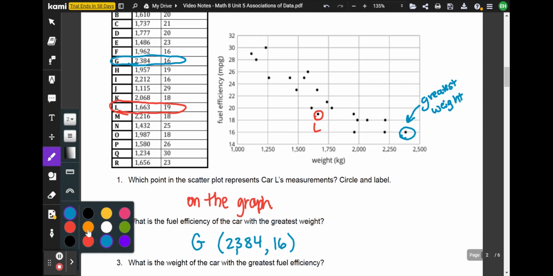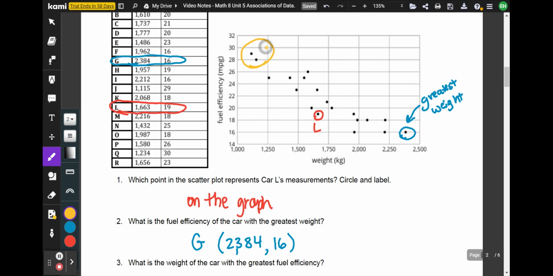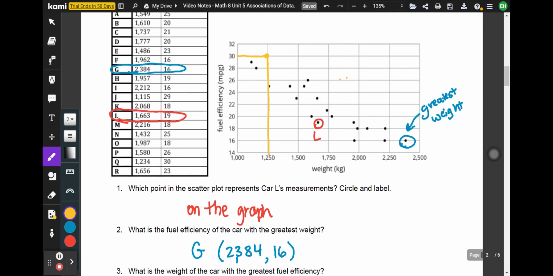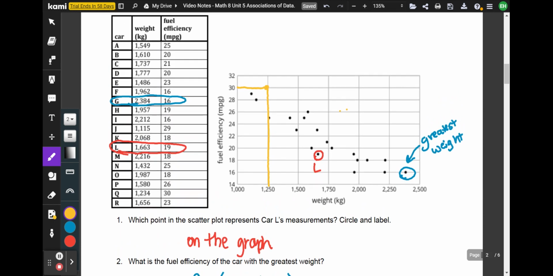So let's look up here at the very top. This is giving us the most miles per gallon, this group up here. The one with the highest is this dot that I'm going to highlight right now. And that's sitting at 30 miles per gallon, and that is a car that weighs 1,250. So let's find one in the chart that says that. So we're looking for 30 miles to the gallon, and we're looking for about 1,250.